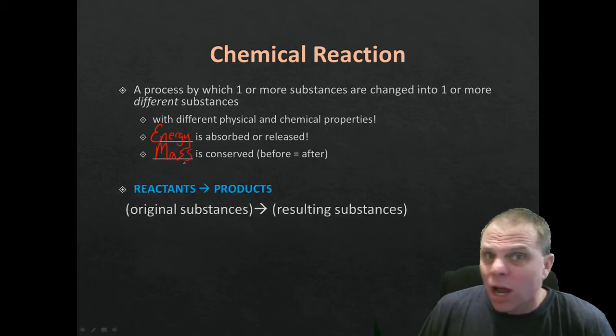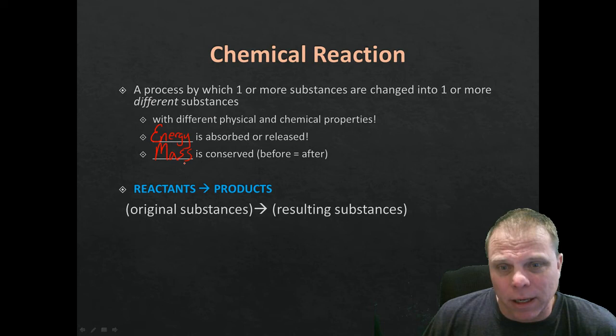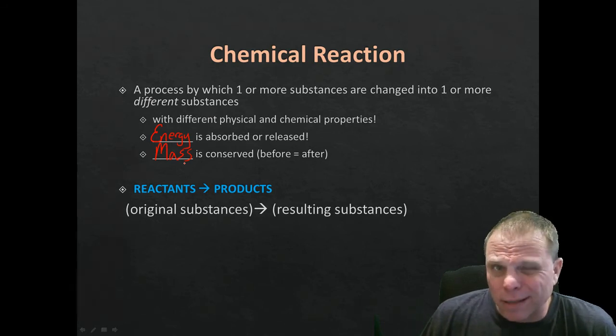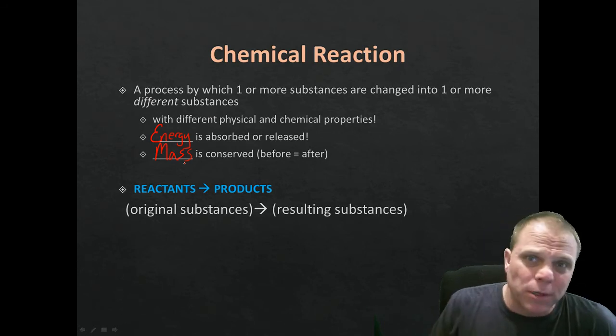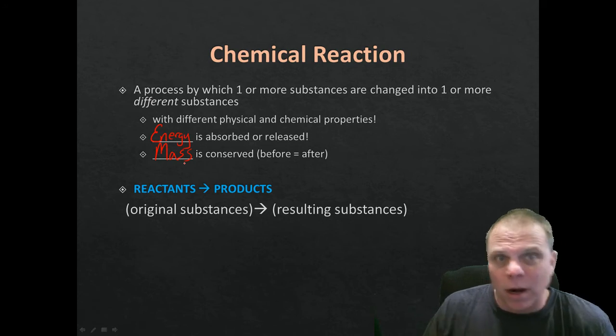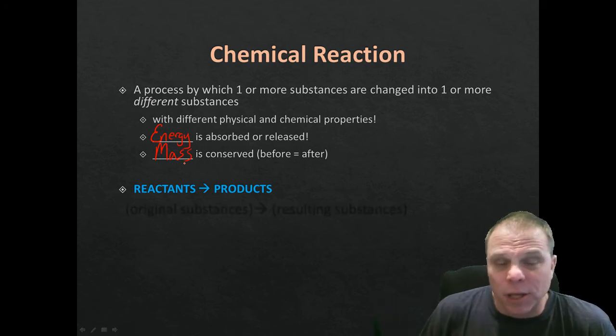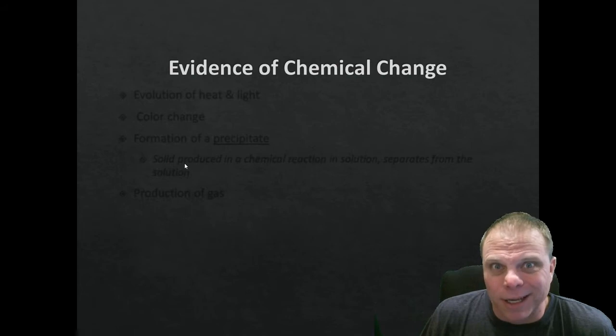So your reactants are turning into your products. Your reactants are typically on the left side, products are on the right side, but those can flip, especially if we talk about equilibrium equations, right, where it goes in either direction. So the original substances are going to result in a new substance.